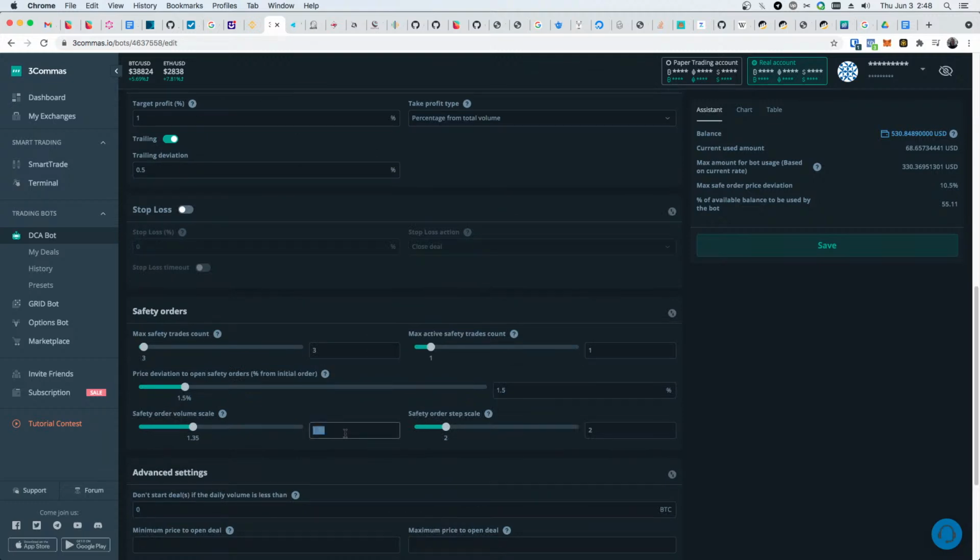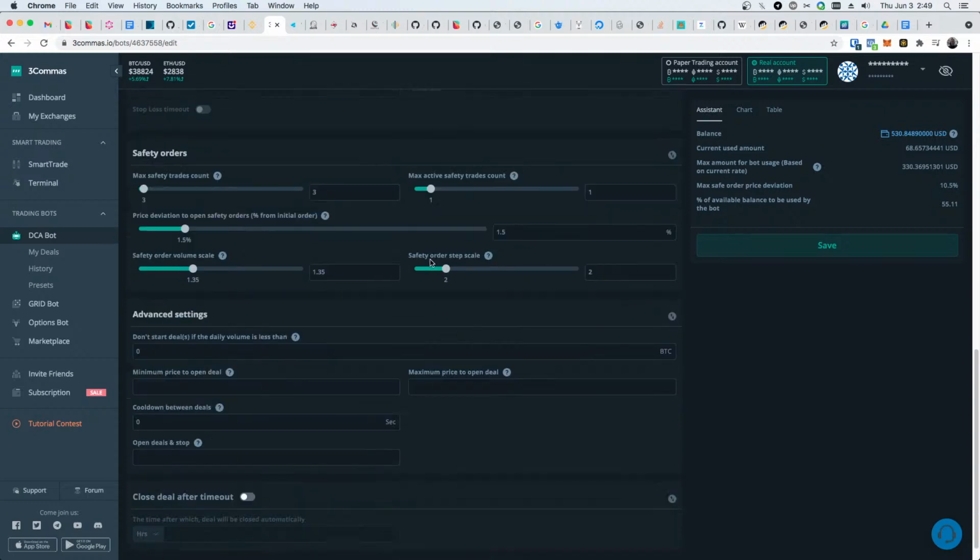But then it's going to scale up 1.35% each additional safety order that it has to get into if it needs to. And then it's going to also scale it out to 2% each time. So 2%, 4%, 6% if the market keeps falling against you. But again, since it's dollar cost averaging, it's going to change your get out point at 1% still. So as soon as it triggers a safety order, it cancels your first get out order and then moves your get out to whatever your new 1% price is. That's why I love this.